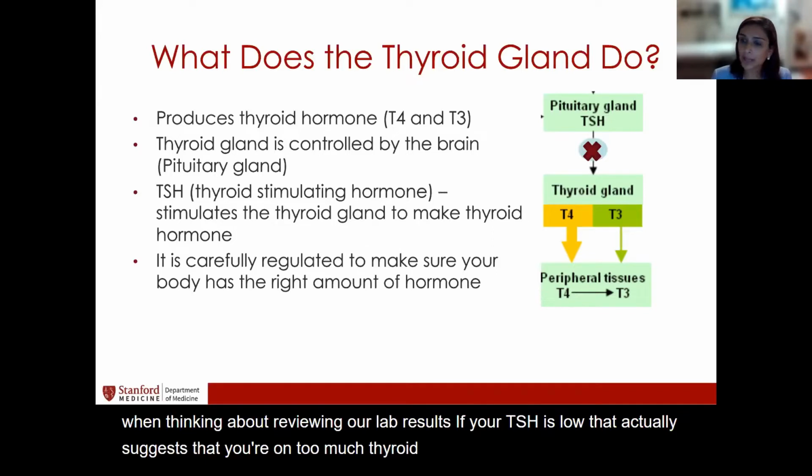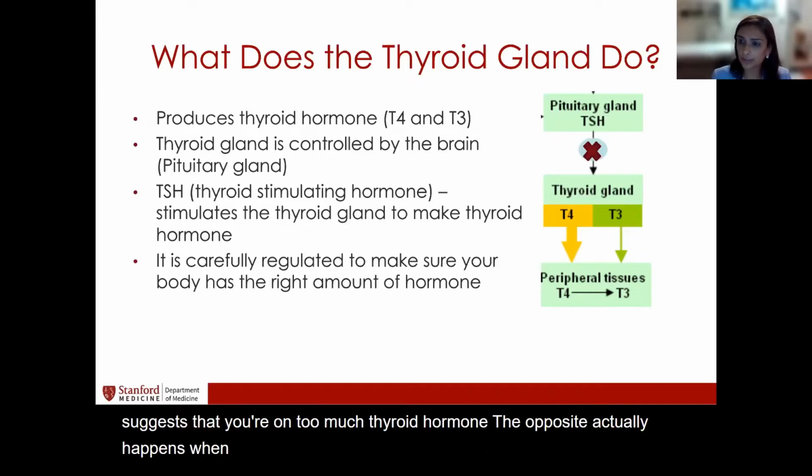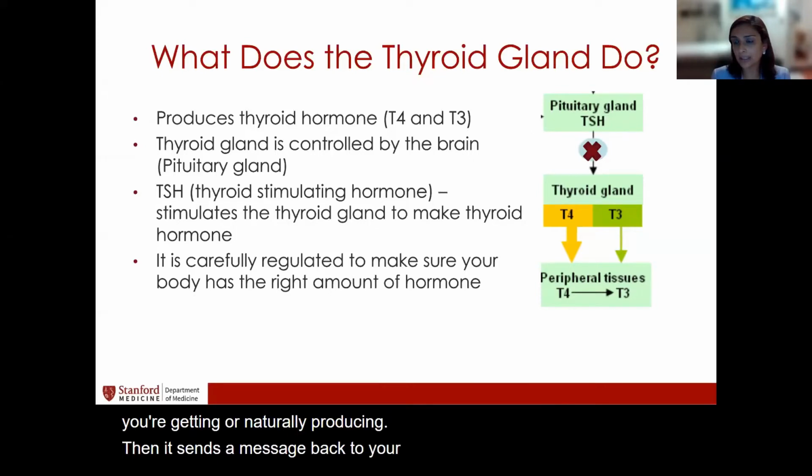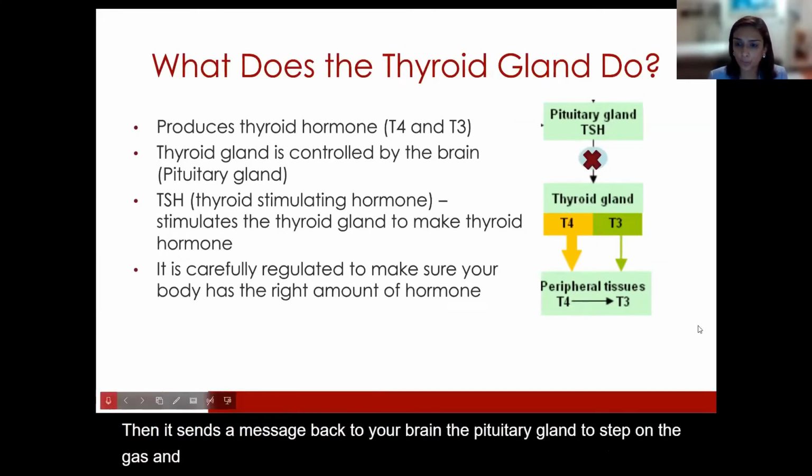The opposite actually happens when your T4 and T3 levels are too low from the thyroid hormone you're getting or naturally producing. Then it sends a message back to your brain, the pituitary gland, to step on the gas, and it increases the TSH in hopes of producing more thyroid hormone.